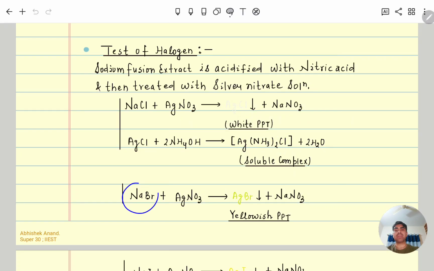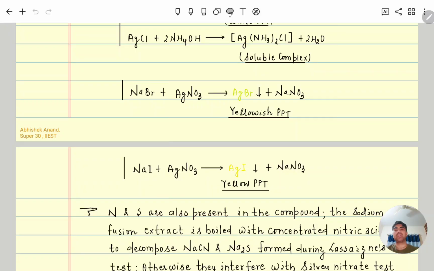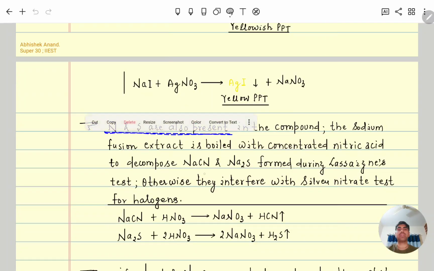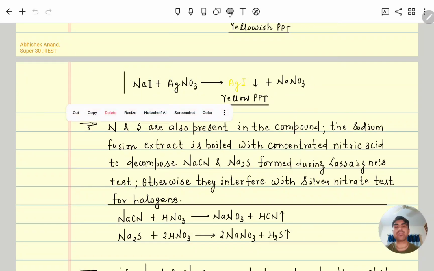Similarly, NaBr in the sodium fusion extract reacting with AgNO3 forms AgBr, a yellowish precipitate. And NaI reacting with AgNO3 forms a yellow precipitate. Detection of iodine is done. If nitrogen and sulfur both are present in the compound, what will happen? Nitrogen will also react with AgNO3, and sulfur will also react with AgNO3. Why? Because nitrogen is in the form of NaCN and sulfur is in the form of Na2S in the sodium fusion extract, so they may react with AgNO3.